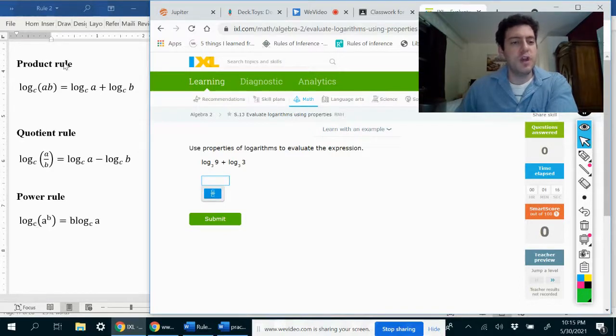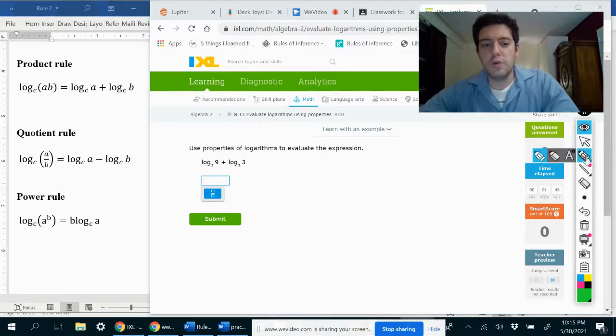The product rule, which says, I'm going to read it from right to left because that's how we're going to be using it in this exercise. So the log of A plus the log of B is equal to the log of A times B. The log of A minus the log of B is equal to the log of A divided by B, and B times the log of A is equal to the log of A to the power of B.